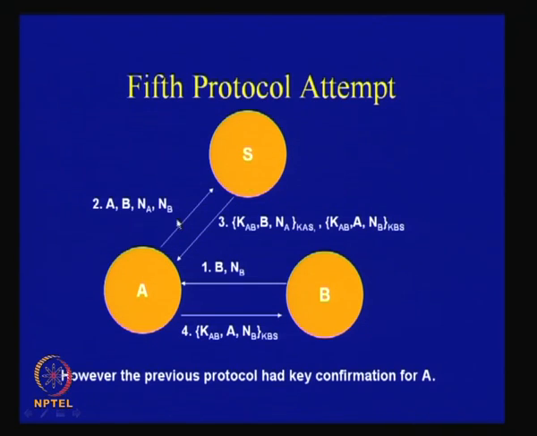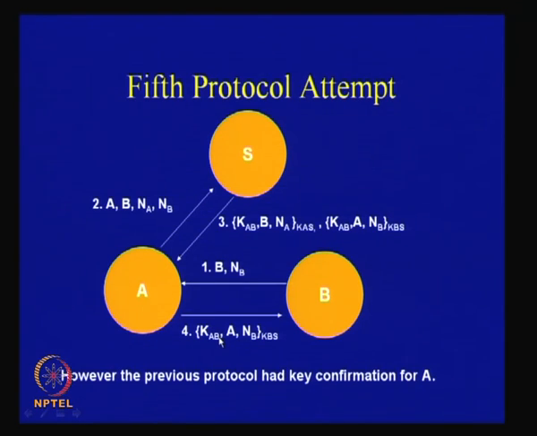A communicates to S: A comma B comma NA comma NB, and S communicates to A this message: KAB comma B comma NA encrypted with KAS, and the other part, KAB comma A comma NB, encrypted by KBS. Now, when A obtains the first part, it can decrypt using its long term key and obtain the session key KAB. When it sends back the second part, B uses the key KBS, decrypts, and again obtains the session key KAB.